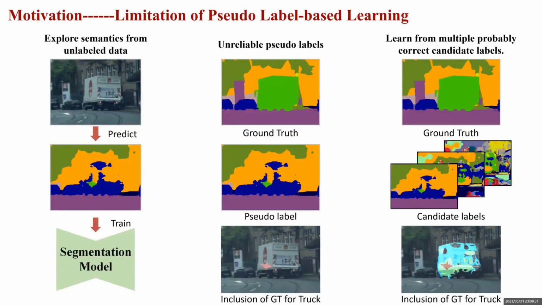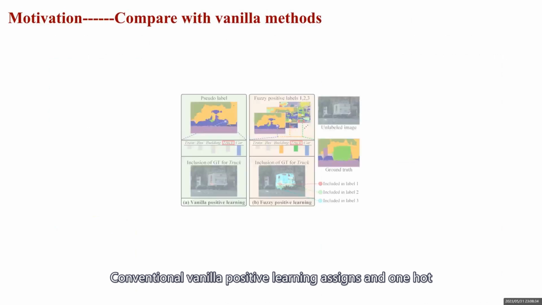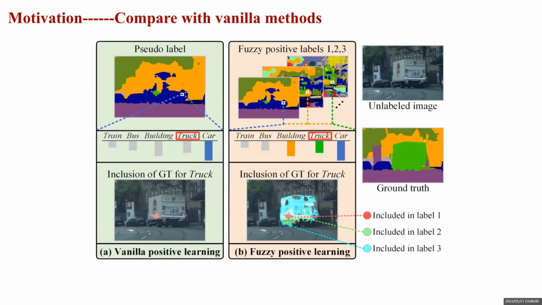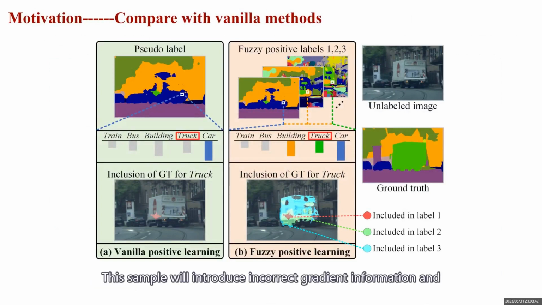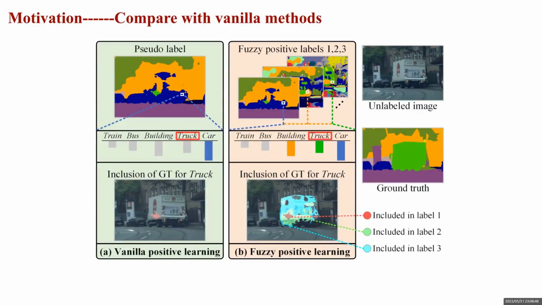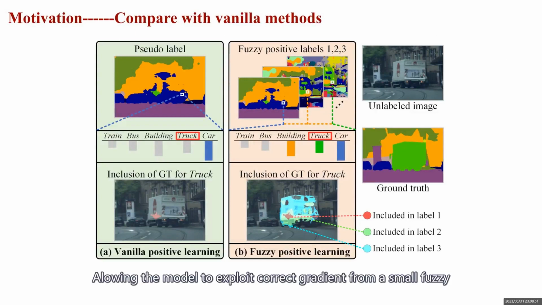Conventional vanilla positive learning assigns a one-hot pseudo-label for unlabeled data. Once the pseudo-label is wrong, this sample will introduce incorrect gradient information and thus misguide the training. We propose the so-called fuzzy positive learning, allowing the model to exploit correct gradient from a small fuzzy positive label set. Once the class of ground truth is included in this set, the model will benefit from this sample.